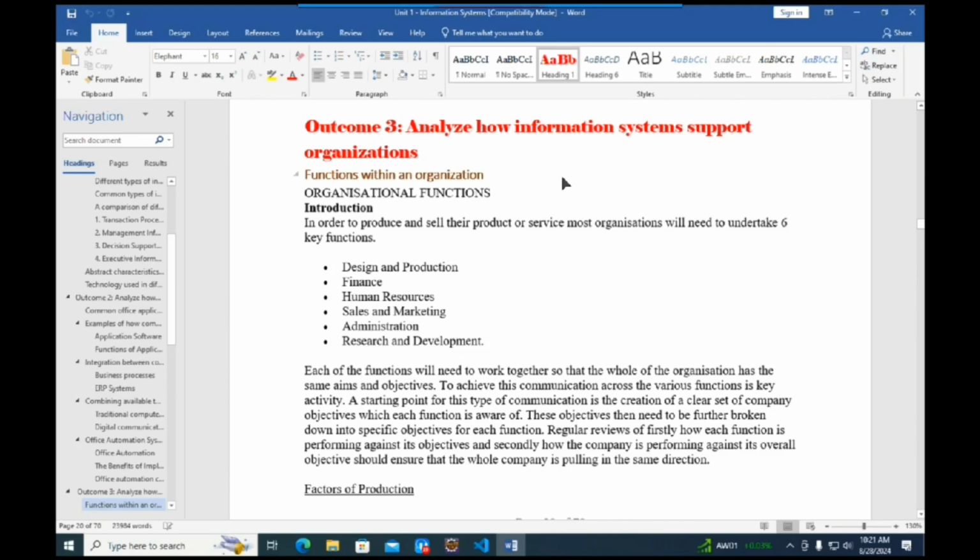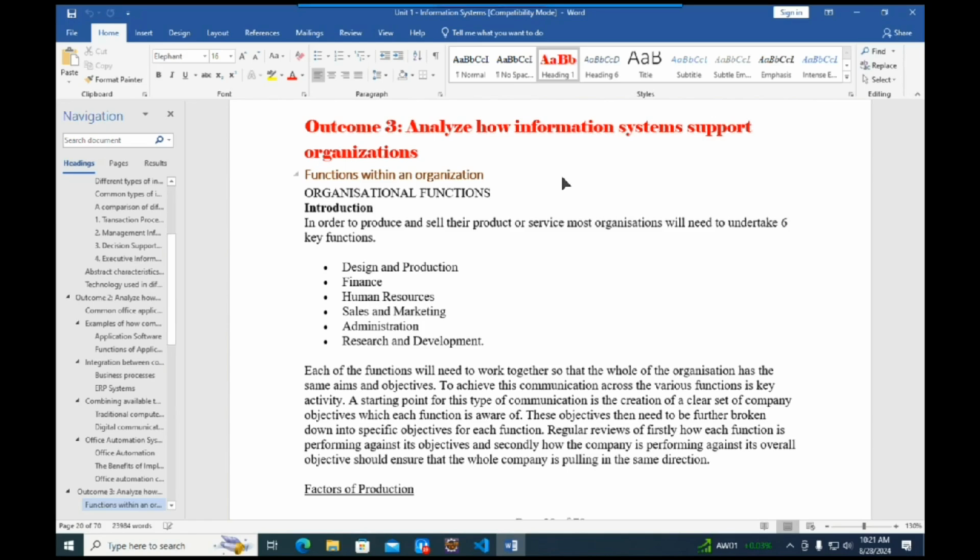The various information systems offer support to organizations. So before we even look at how these information systems offer support to organizations, we need to know what the functions within an organization are. So we are looking at organizational functions. In other words, what are the various functions that are actually performed within an organization?